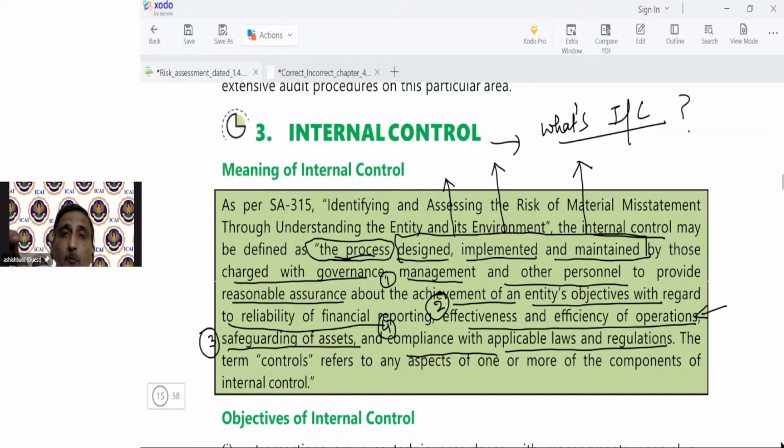And the third point relates to safeguarding of assets. Whatever the assets of the entity are, these should be safeguarded. So the controls should be geared towards that. These should be directed towards ensuring that all the assets, not only fixed assets but other valuable assets, stocks, cash, are safeguarded at all times. Okay. And the fourth point is compliance with applicable laws and regulations.